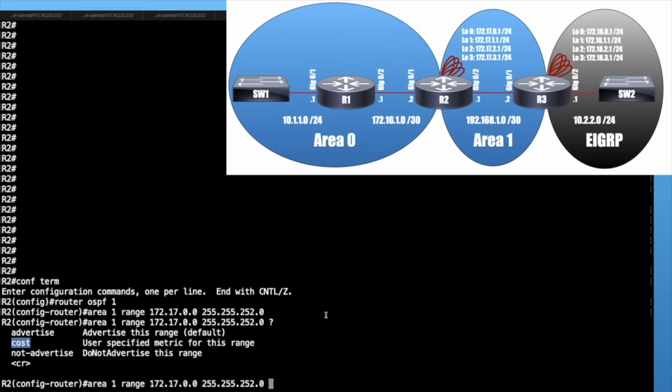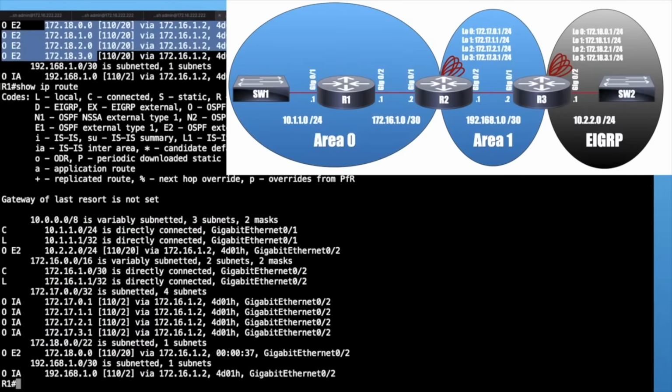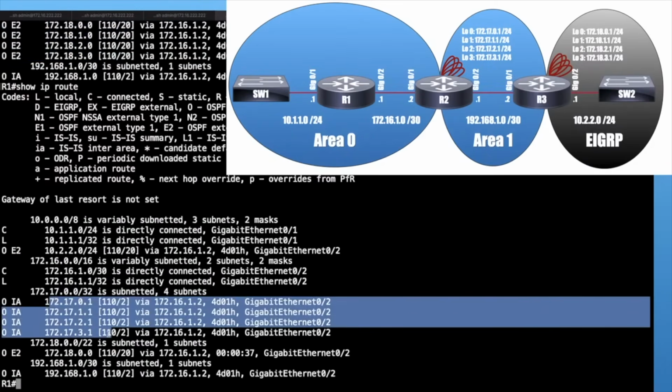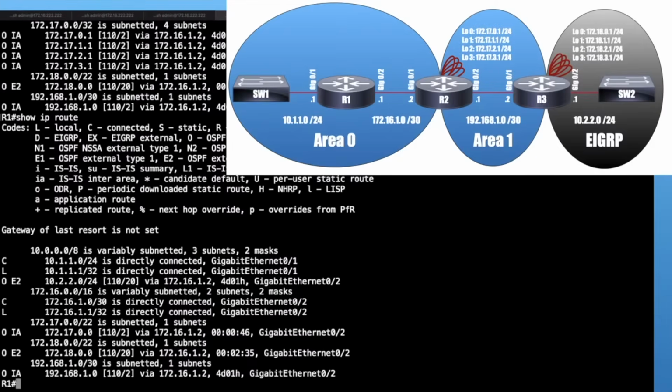All right, did it work? Let's go to R1 and see. Did I summarize all of these 172.17 networks? Let's do a show IP route. Yep, sure did. 172.17.0.0/22. So summary address is what we use on the ASBR. Area range is what we use on the ABR.